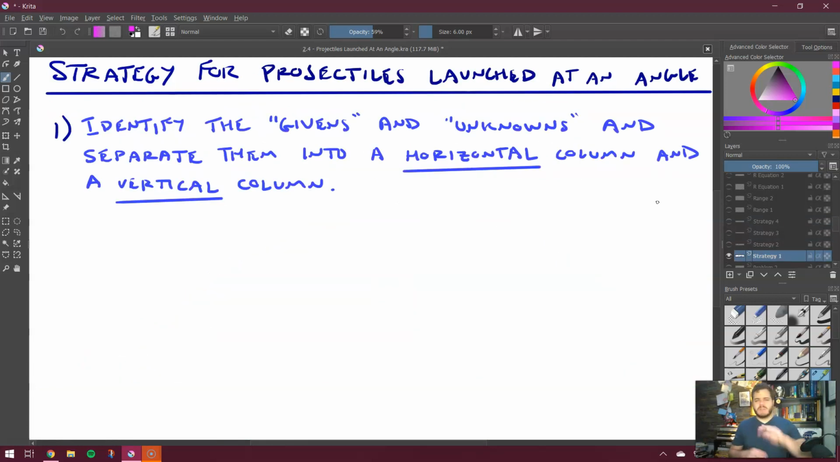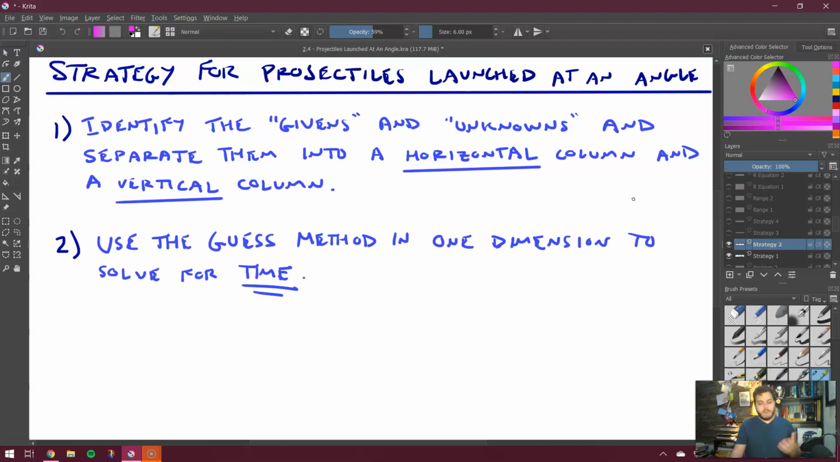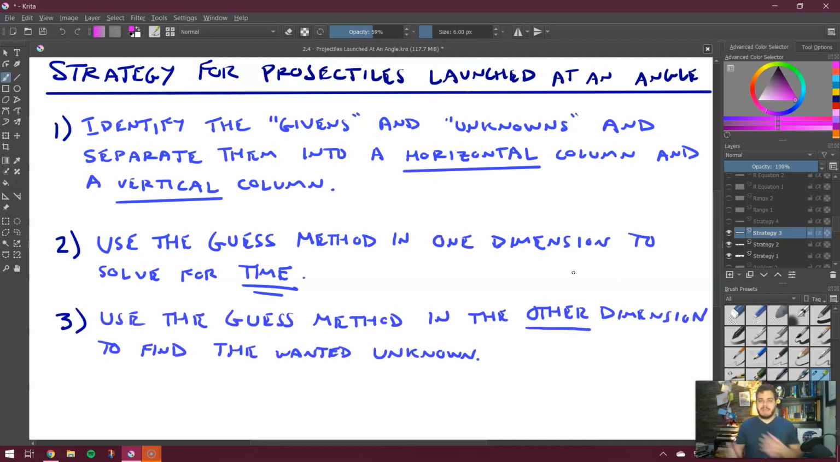Well, this should look familiar, because the strategy for solving problems with projectiles launched at an angle is literally identical to the strategy for solving problems for horizontal projectiles. There's really only going to be one key difference. First, we still want to identify the givens and unknowns and separate them into a horizontal and vertical column. That is nothing new. Remember, we still want to treat them independently of each other. Typically speaking, for most of what we're going to be doing, you're going to want to use the GUESS method in one dimension or the other to solve for time, and then you're going to use that time and plug it back into the givens of the other dimension, since time is the same in both dimensions, and you'd find whatever you want to know, whether that's delta x, delta y, vx, vy, whatever.